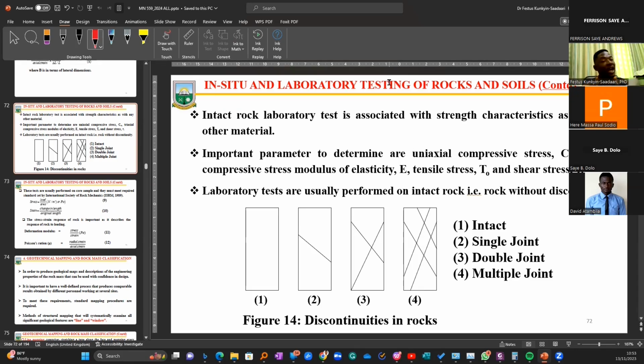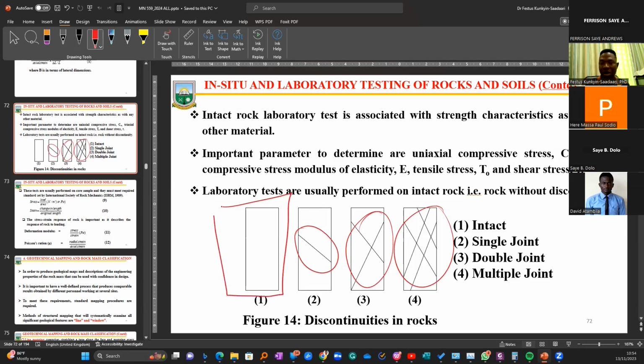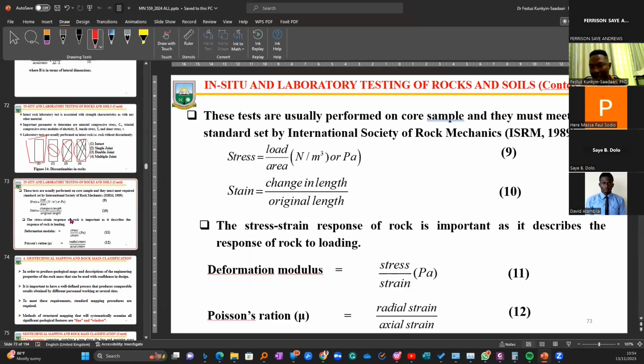And so to pick our sample for testing in the laboratory, we pick ones that are free from these joint sets. And we pick an intact rock. Intact rock meaning a sample or a portion of the rock that is free from all other discontinuities. So let's see this other one.